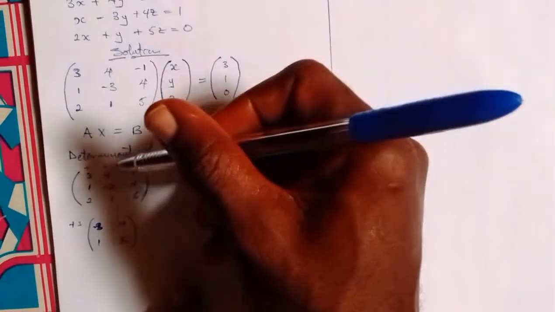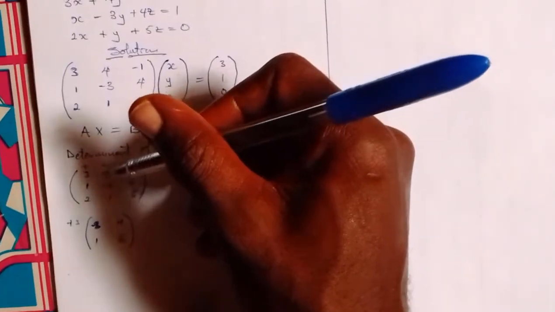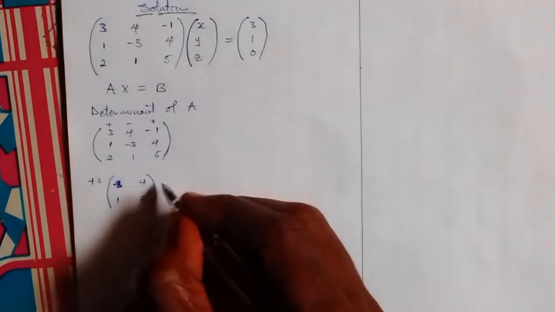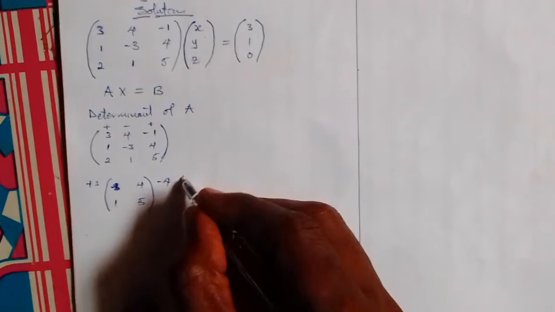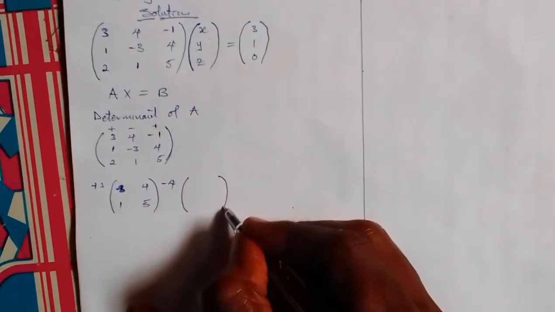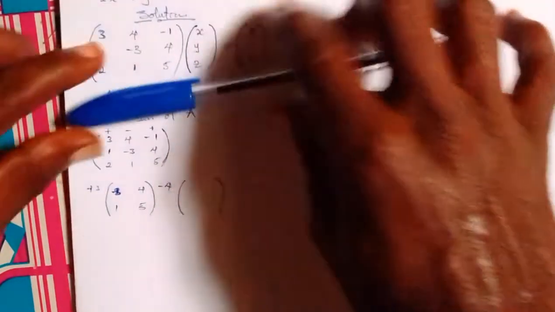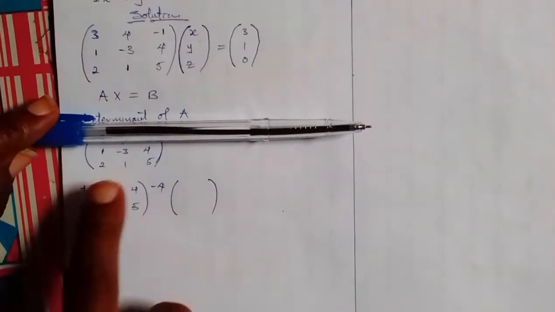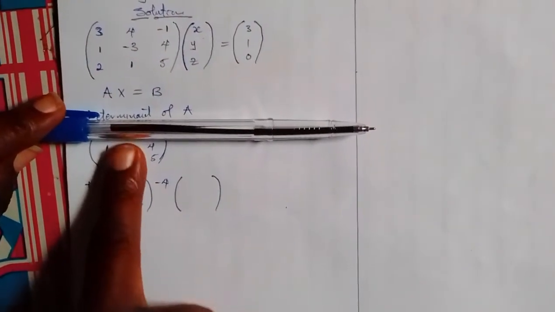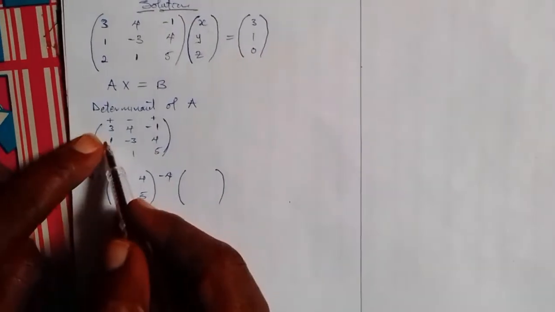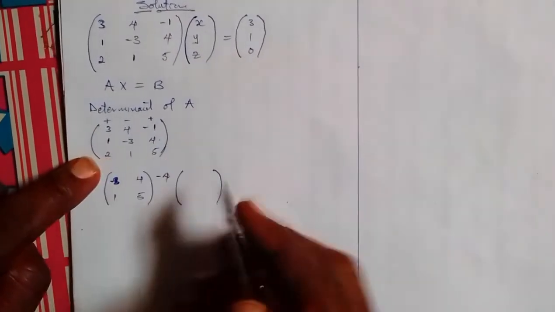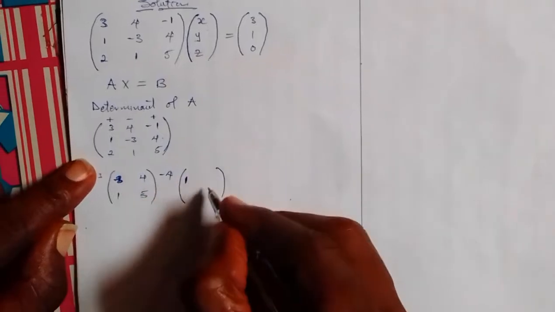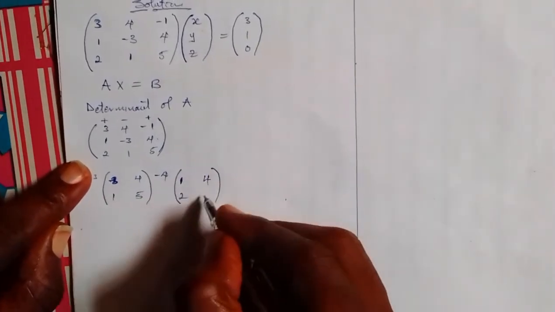Then we go to the second sign, which is minus. And the value we have there is 4. So we'll say this is minus 4. Then you draw another bracket, and we cover the first row, then we cover the second column. If you cover the second column, we have 1, 4, 2, and 5. So you write that inside that bracket: 1, 4, 2, and 5.